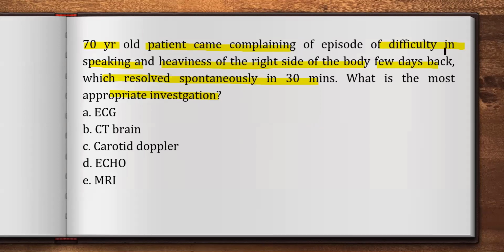A 70-year-old patient came complaining of an episode of difficulty in speaking and heaviness of the right side a few days back, which resolved spontaneously in 30 minutes. What is the most appropriate investigation? Yes, the patient had this episode a few days back, right? Still, for any patient having TIA within 7 to 10 days, we would go for a CT brain first, because we don't know whether there was any ischemia which resolved or not.